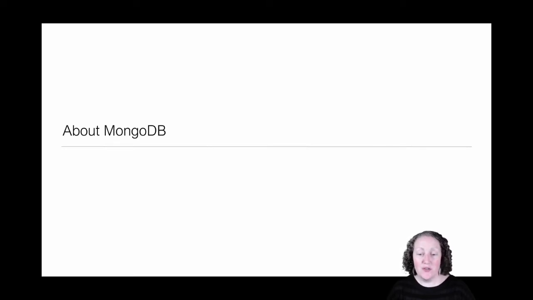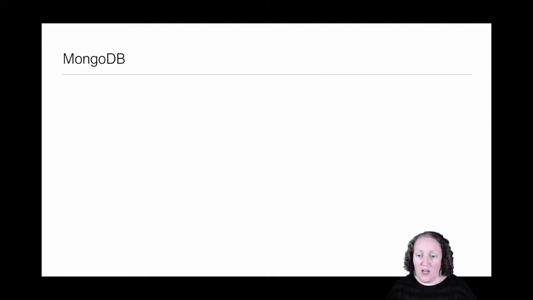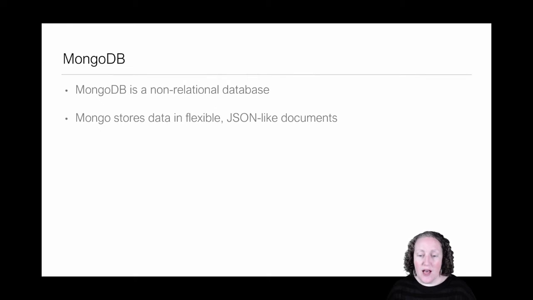This video introduces MongoDB, which is the NoSQL database that we're going to use for the rest of the labs this semester. So Mongo is a non-relational database, as we spoke about in the lecture, and it stores data in flexible JSON-like documents. So if you've used JSON before, you will find the structure of the document quite familiar.